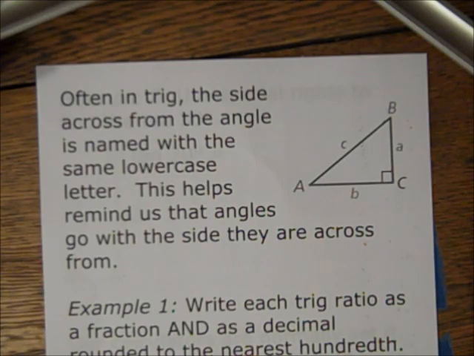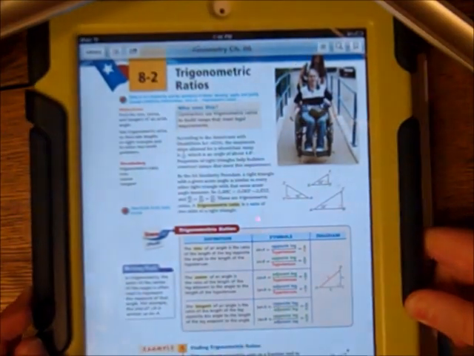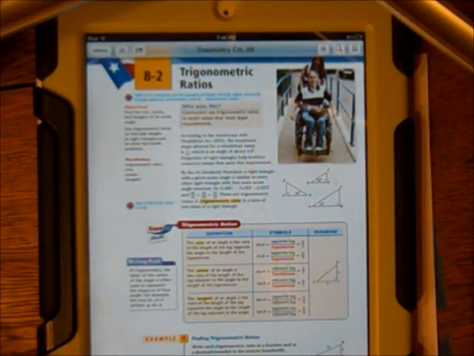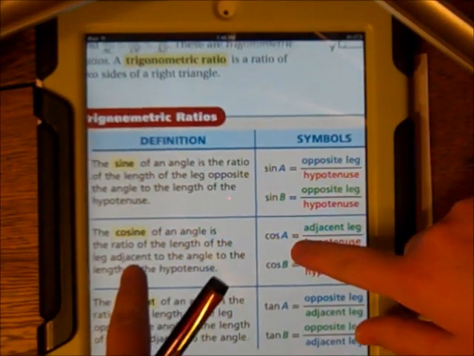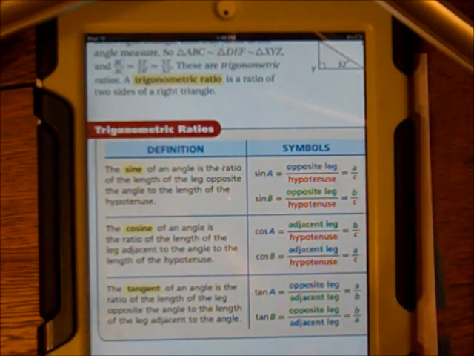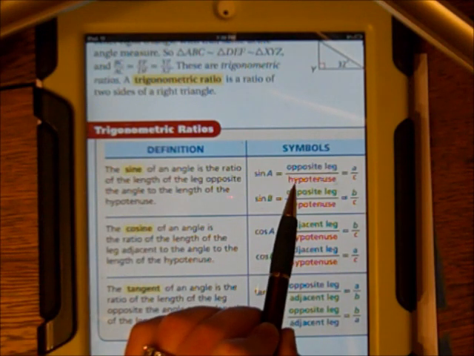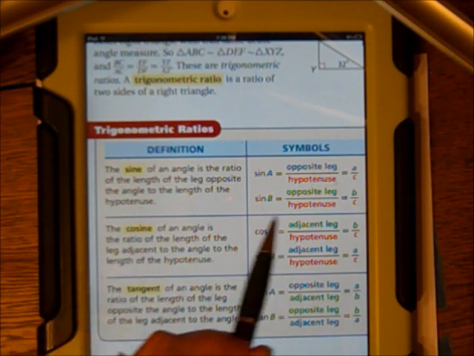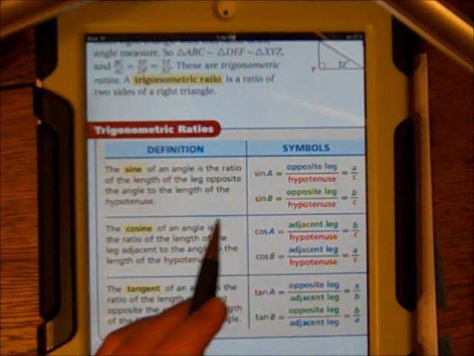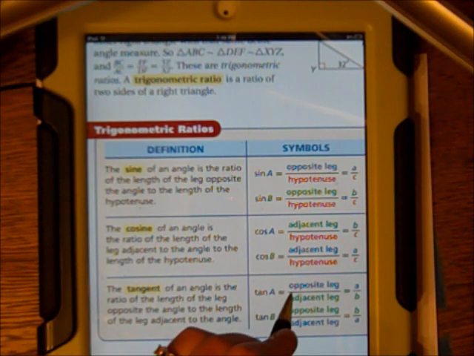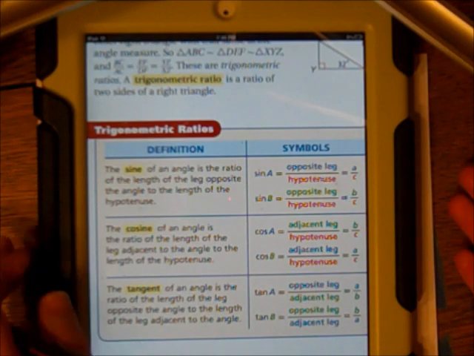Okay, so trig is based on these three ratios, and all they are is ratios. And you have this on your vocab chart, but here it is again. So these are the three basic ones. Sine is opposite over hypotenuse, cosine is adjacent over hypotenuse, and tangent is opposite over adjacent. So these are three ratios that you're going to have to know.